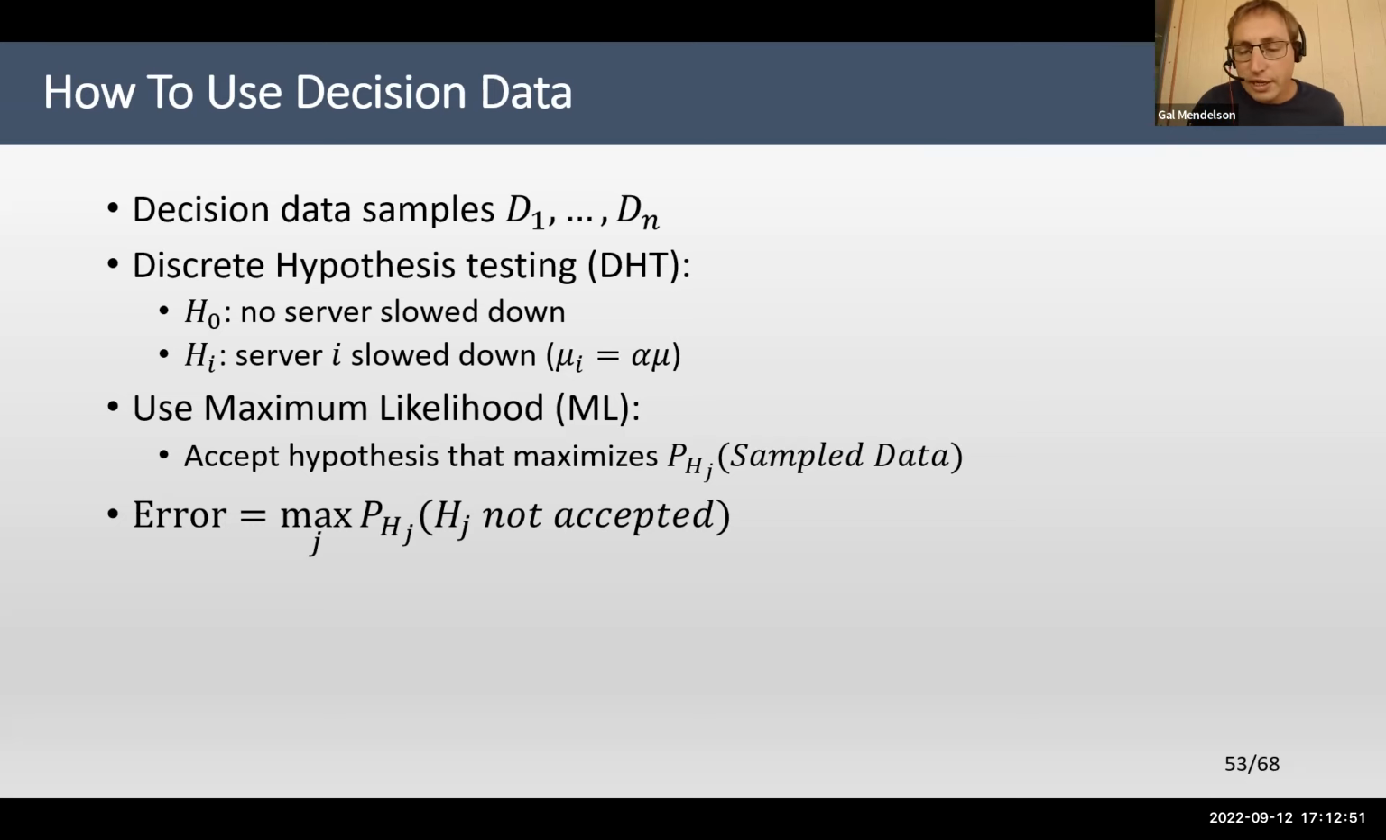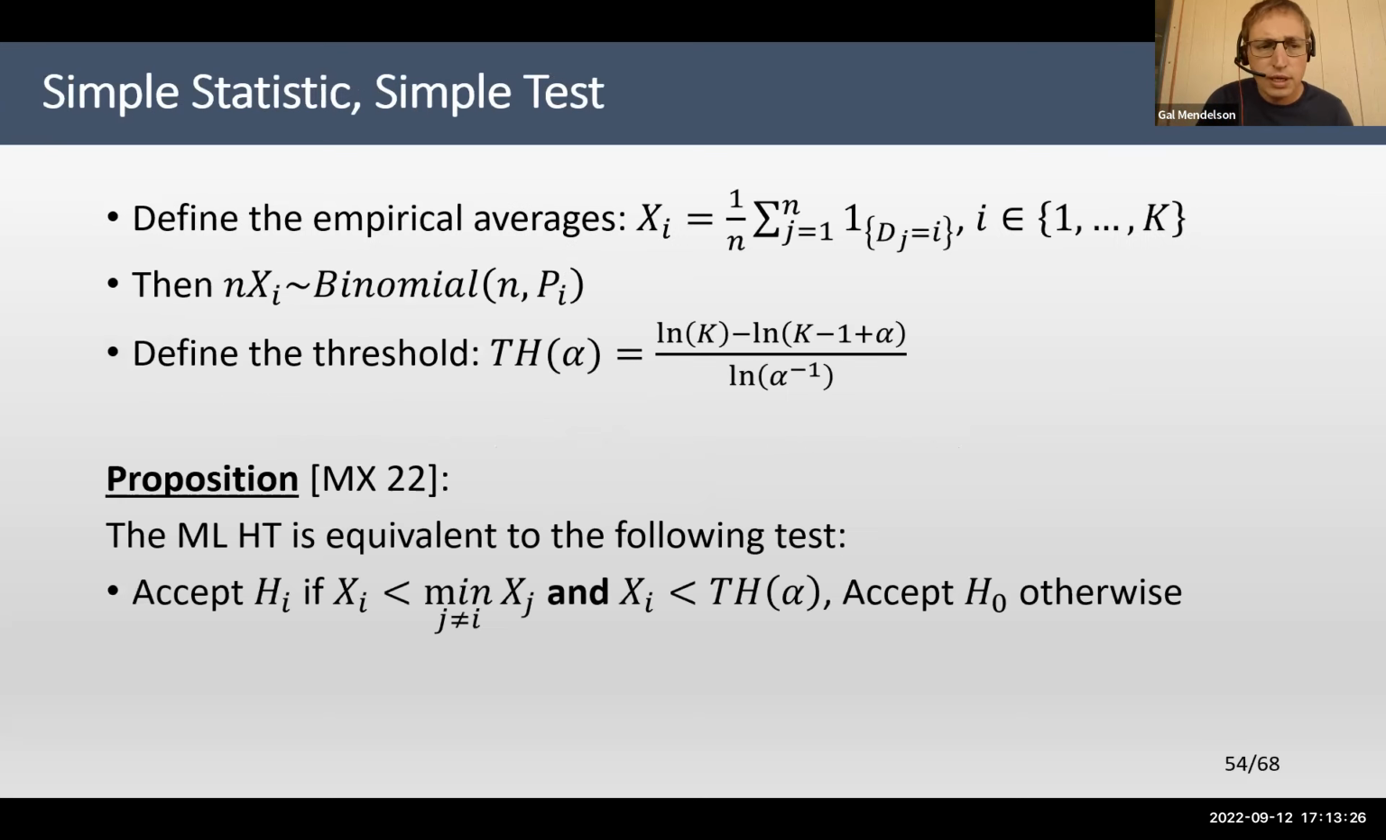Okay, decision data samples are D1 to Dn. We are going to start very simple. Let's assume we're in a world where we know that if a server slows down, its rate is alpha mu, a specific alpha. Of course, in reality, we want a continuum of possible slowdowns, but let's start here. And it turns out we can go very far with this. All right, so this is discrete hypothesis testing. And we're just going to use maximum likelihood with the error defined as usual for maximum likelihood tests.